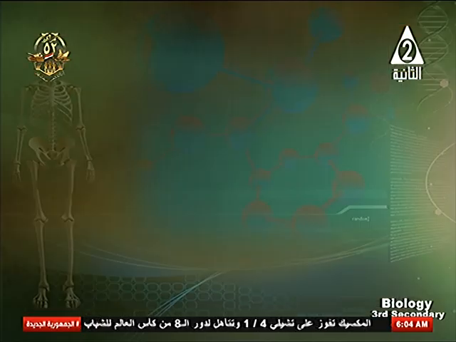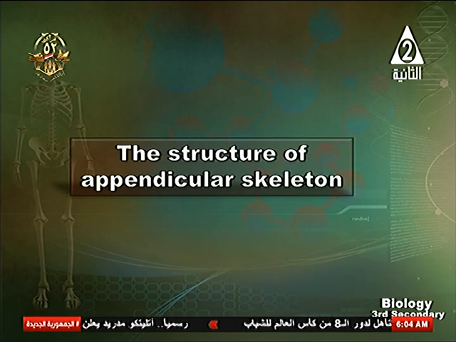Last session, I explained the structure of the axial skeleton. Today, I'm going to explain the structure of the appendicular skeleton, the second type of skeleton, the tendons, the ligaments, joints, cartilage, all other structures related to the skeletal system. Let's start to study the structure of the appendicular skeleton.